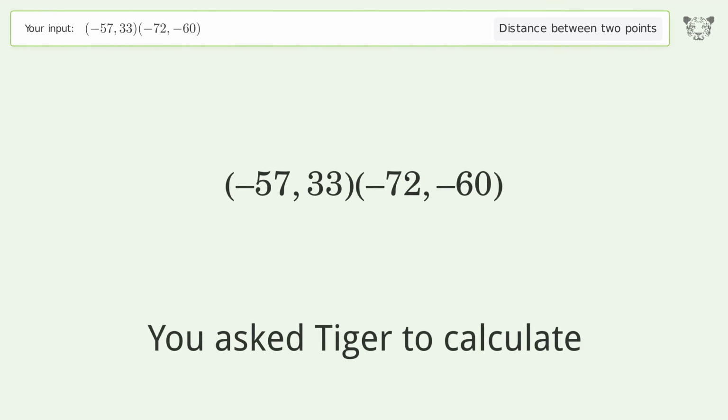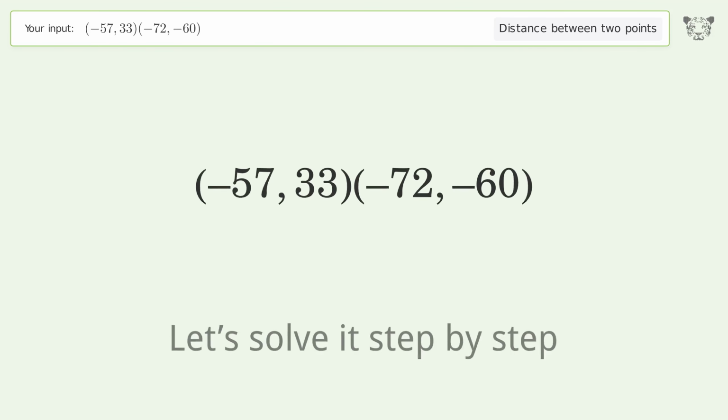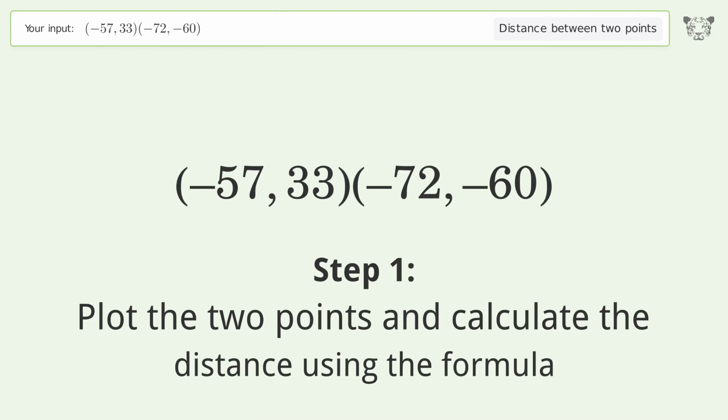You ask Tiger to calculate. This deals with the distance between 2 points. The distance between the 2 points is the square root of 8,874, or 94.202. Let's solve it step by step. Plot the 2 points and calculate the distance using the formula.